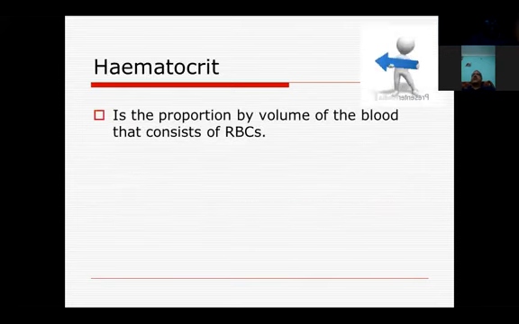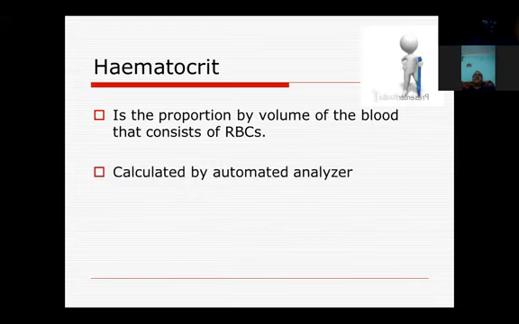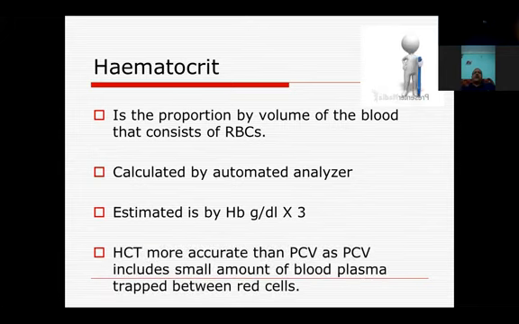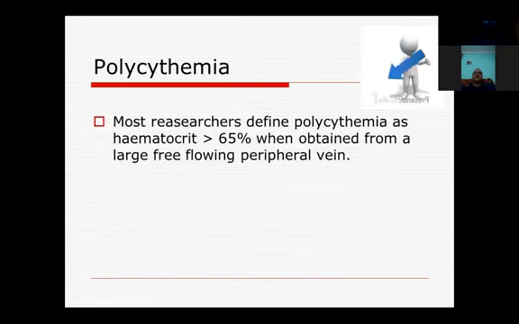So then what is hematocrit? It is the proportion of the volume of blood that consists of RBCs, calculated by an automated analyzer. We can roughly estimate it by hemoglobin into 3. Hematocrit is more accurate than PCV, as PCV includes a small amount of blood plasma trapped between RBCs. Next, what is polycythemia then? Most researchers define polycythemia as hematocrit more than 65% when obtained from a large free-flowing peripheral vein.